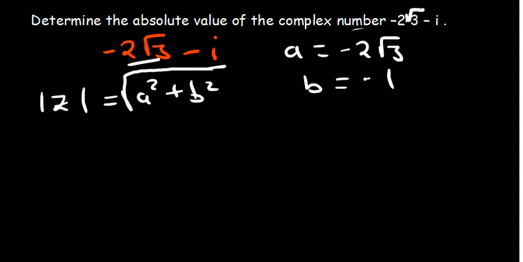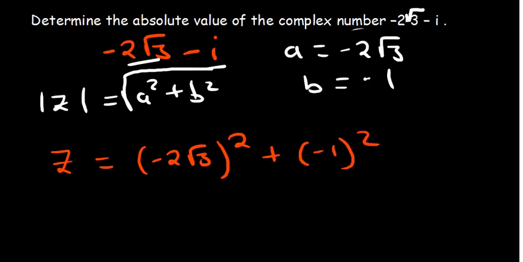Okay, so let's move on. What we're going to have is our a, -2 root of 3, squared, plus our b, -1, squared, and the root of that.